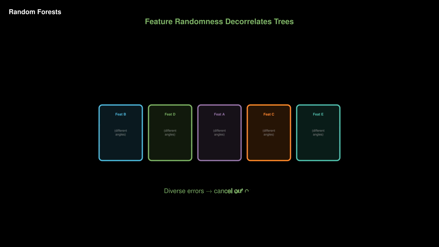Feature randomness solves this by decorrelating the trees. When a tree isn't allowed to look at feature A for a given split, it's forced to find other features that are also informative. Maybe feature B works almost as well. Maybe features C and D together capture a similar pattern. Each tree now discovers a different angle on the data. The trees become genuinely diverse, and when diverse models are combined, their errors cancel out far more effectively.